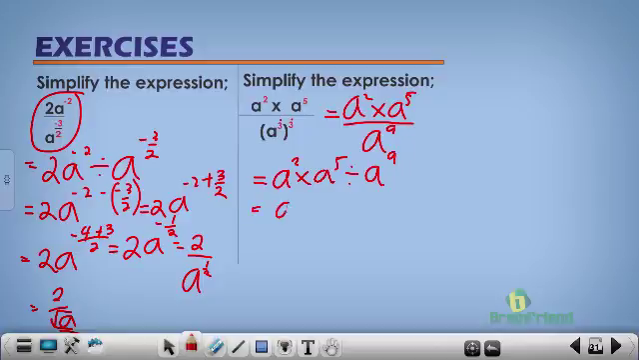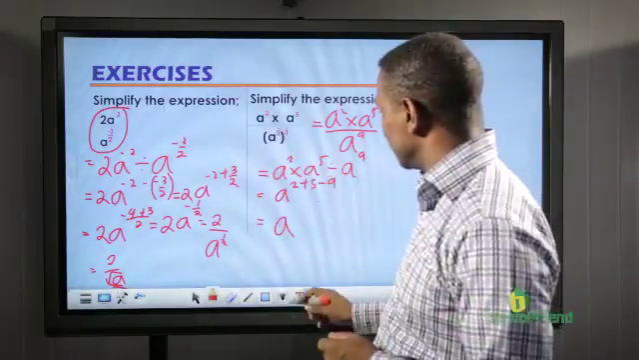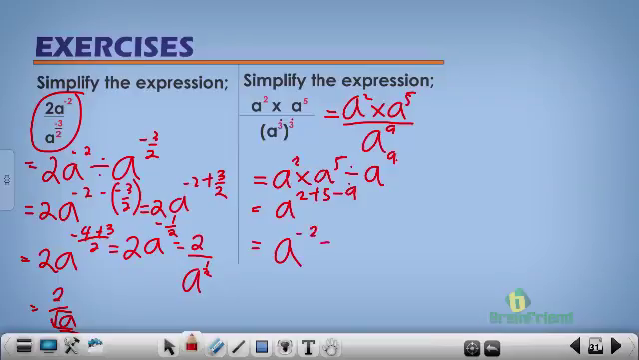This of course would give us a raised to power 2 plus 5 minus 9. Our powers here, of course, 2, 5 and 9. So we have a raised to power 2 and 5 is 7, minus 9 would give us minus 2. Again, from our negative power law, we would have what? 1 all over a raised to power 2. And that is our answer.